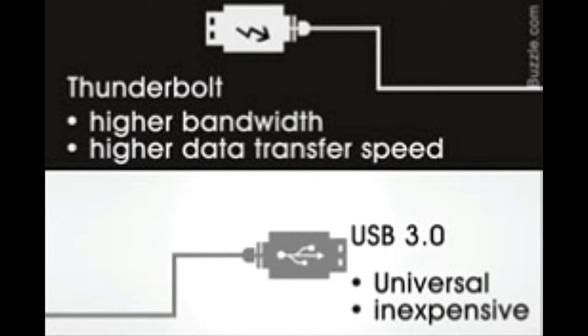Thunderbolt, the input/output interface found predominantly on Apple desktops and laptop computers, promises unbelievable data and power transfer speed. On the other hand, the latest universal standard, USB 3.0, is a huge improvement on its predecessor, is compatible with past versions, and is widely available. Buzzle tries to conclude which of the two is a better interface.